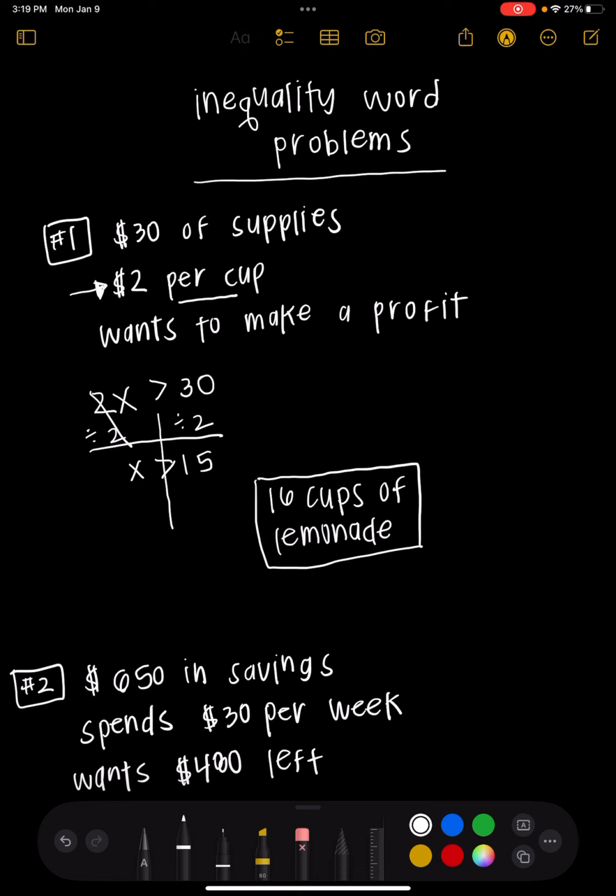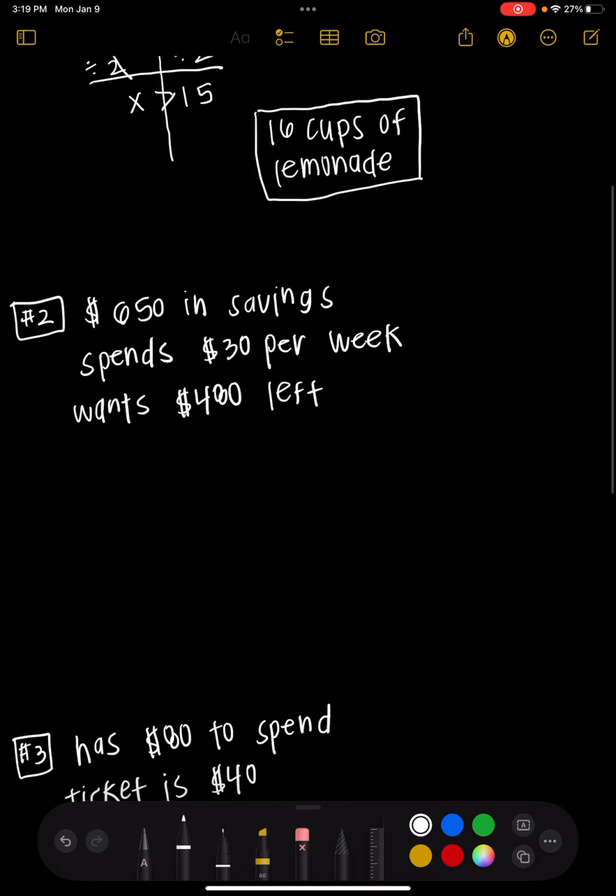All right, let's move to the second example. The second example says, Joan has $650 in her savings account at the beginning of the summer. If she plans to spend $30 a week, how many weeks can she withdraw money if she wants to be left with at least $480 in the account? So I've written down the numbers here. We know we have $650 in her savings account. We want to spend $30 per week, and we want $480 left.